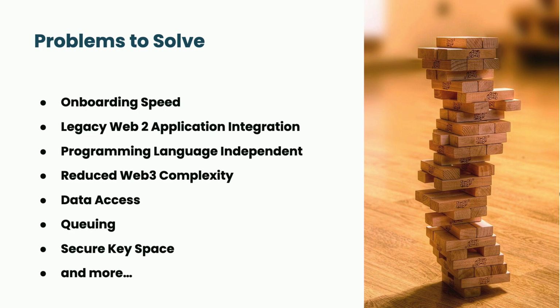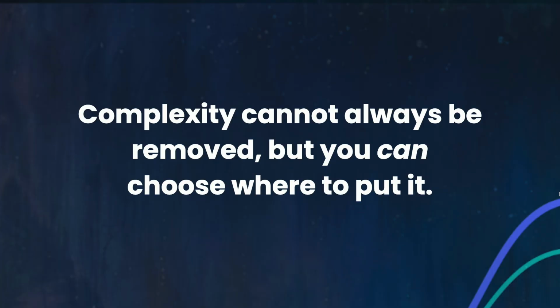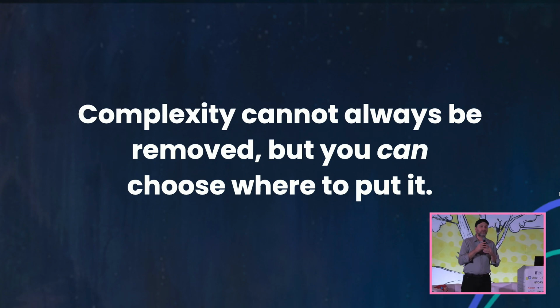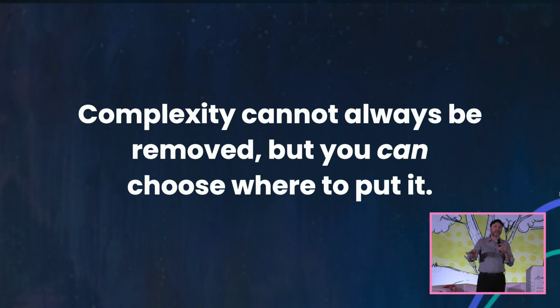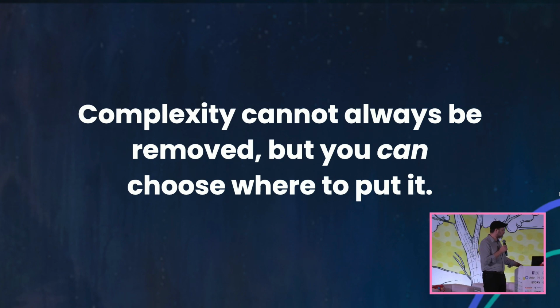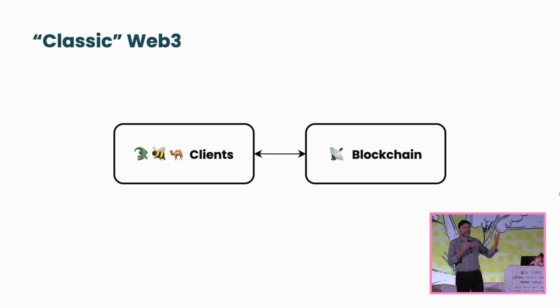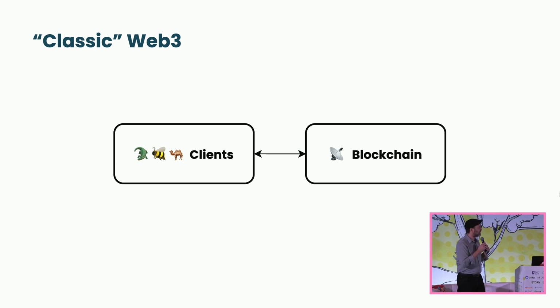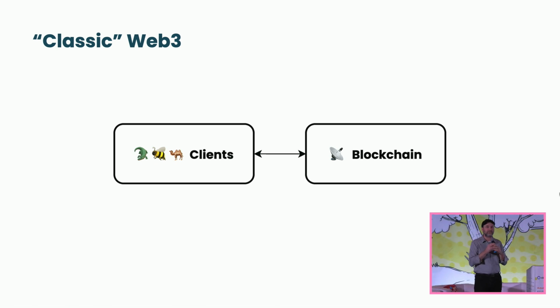So many more problems. And this brings us back to the classic: complexity. You can't always get rid of complexity, but you can choose where you put that complexity. As we work through the classic problems, here's classic Web 3. You have blockchain, you have clients.